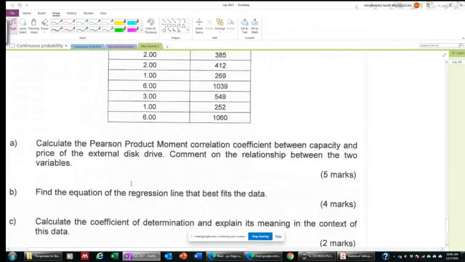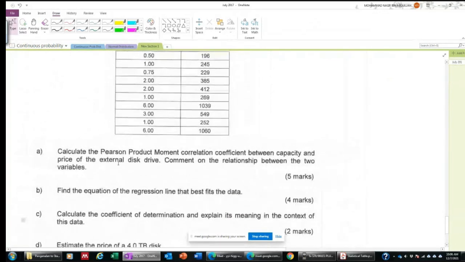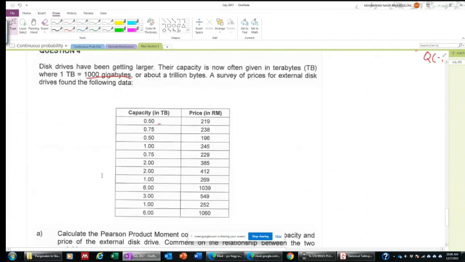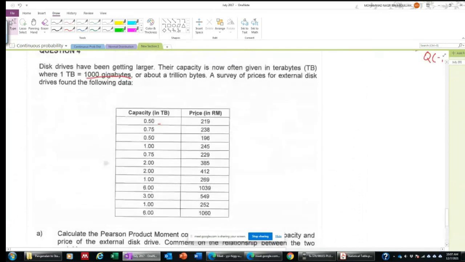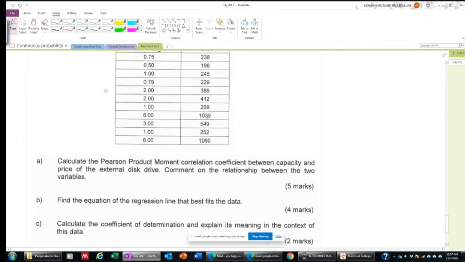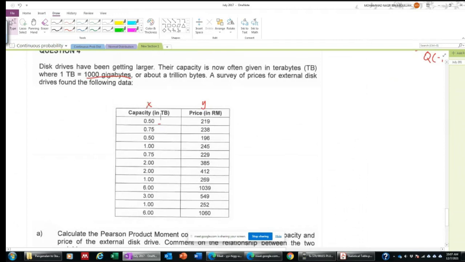So now they ask us to calculate the Pearson product moment correlation coefficient between capacity and price of the external hard disk drive. Comment on the relationship between the two variables. Before we do that, we need to identify which one is the dependent variable and which one is the independent variable. Does capacity depend on price, or price depend on capacity? Basically, price will depend on capacity, right? So price will be the dependent variable and capacity will be our independent variable.